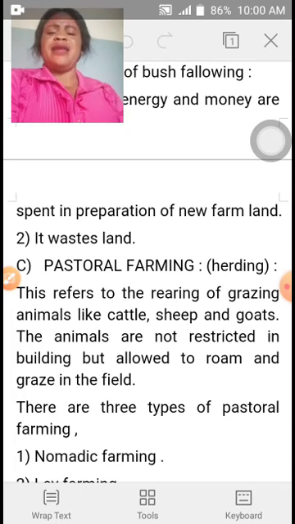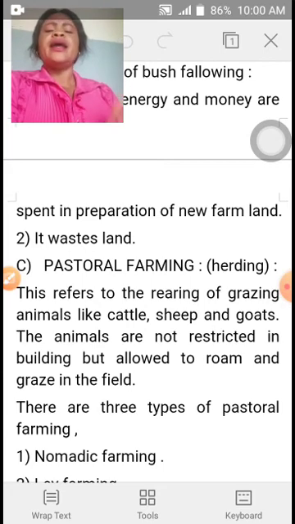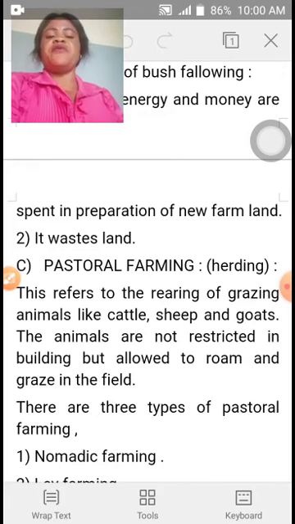All these herdsmen, those people that are moving with their cattle from one place to another, we call them herdsmen. Okay, now let's look at what is pastoral farming or pastoral herding. This refers to the rearing of grazing animals like cattle, sheep, and goats.